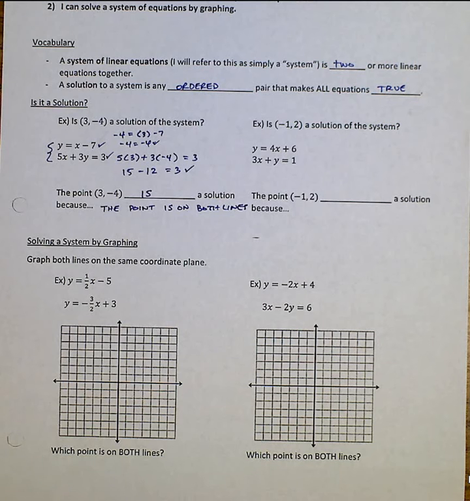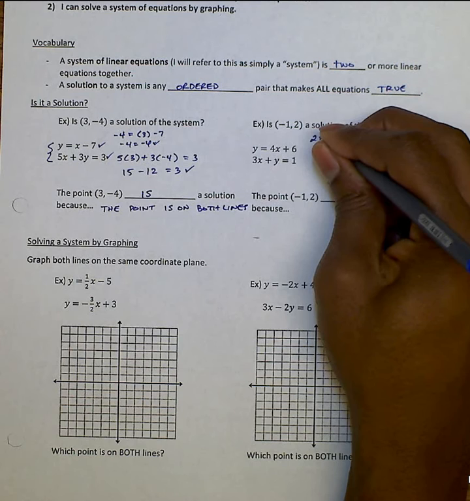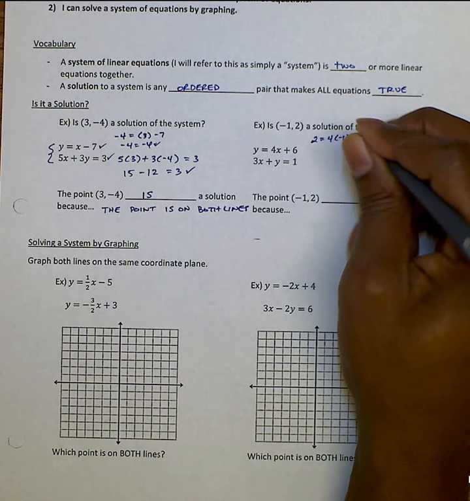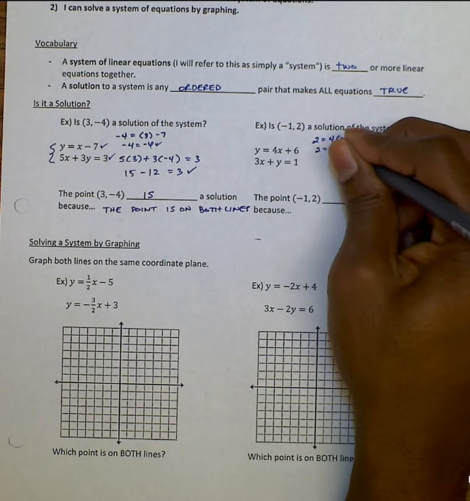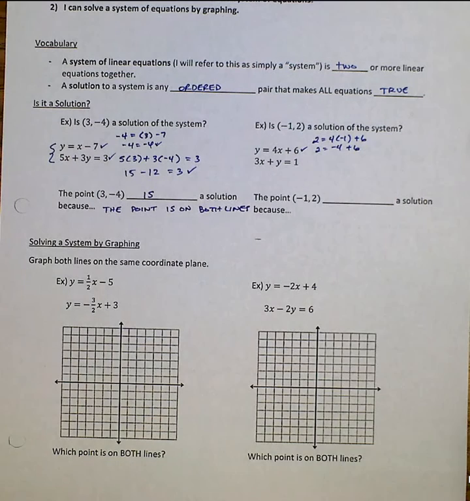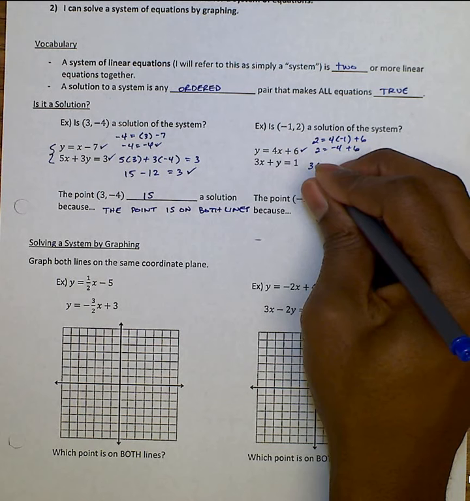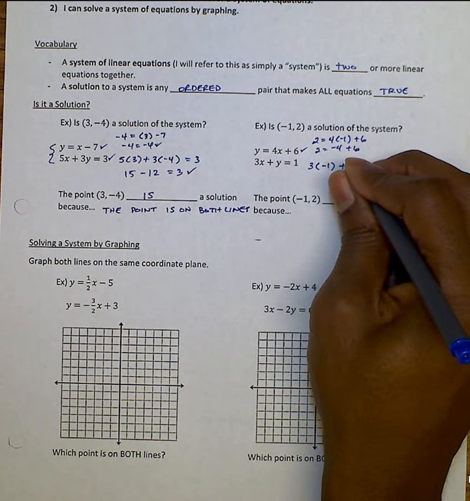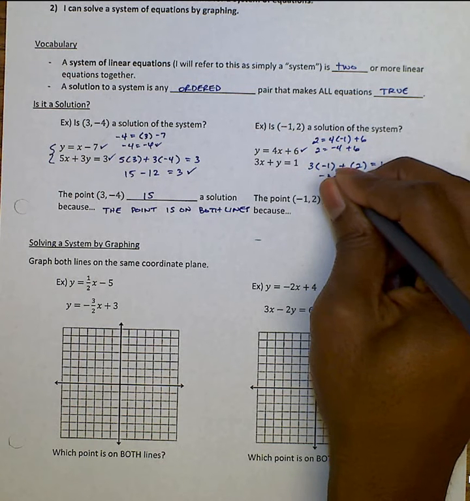All right. So now in the second system, we are going to plug in negative 1, 2. So 2 for y equals 4 times negative 1 plus 6. Okay, so that is 2 equals negative 4 plus 6, and that is true. 2 does equal negative 4 plus 6, so it works for this first equation. We'll now do the same thing with the second equation. 3 times negative 1 plus 2 for y equals 1. So negative 3 plus 2 equals 1.